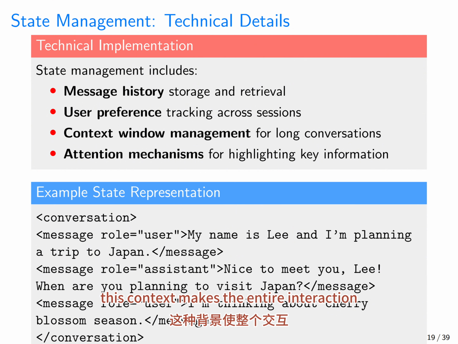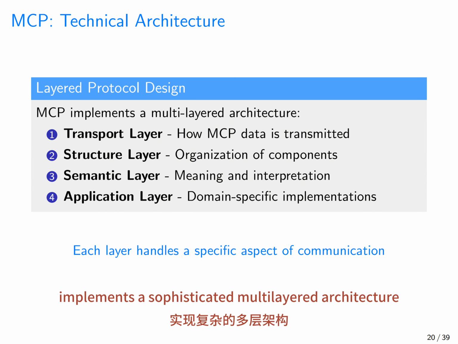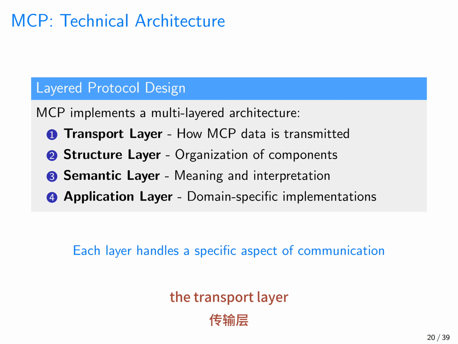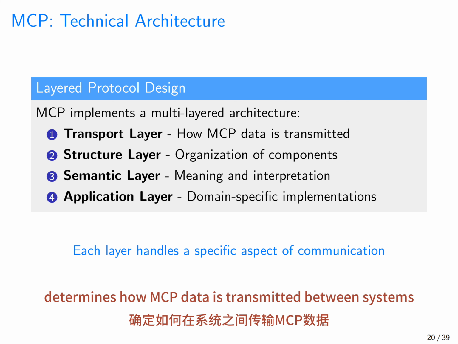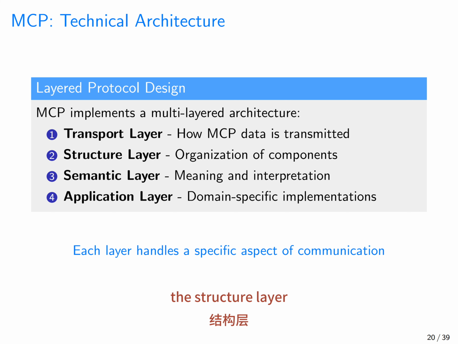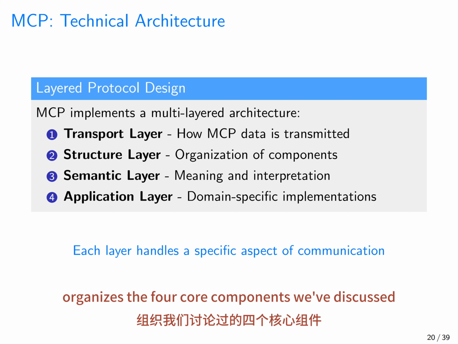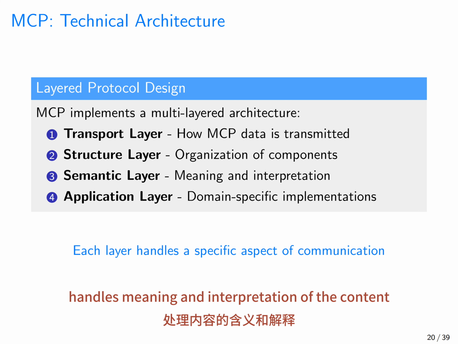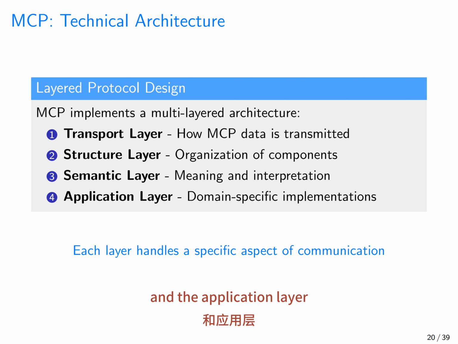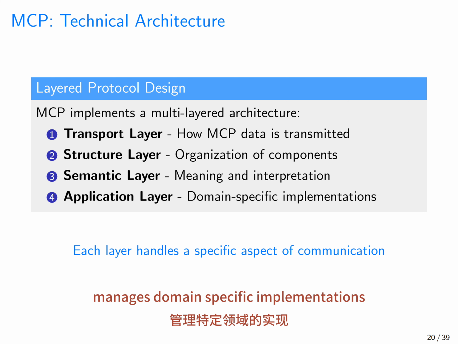This context makes the entire interaction more natural and efficient. MCP implements a sophisticated multi-layered architecture. The transport layer determines how MCP data is transmitted between systems. The structure layer organizes the 4 core components we've discussed. The semantic layer handles meaning and interpretation of the content. And the application layer manages domain-specific implementations.